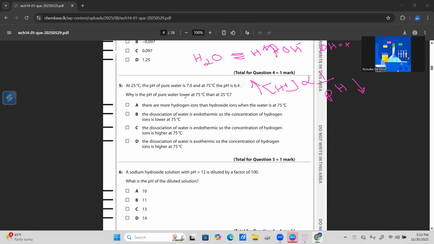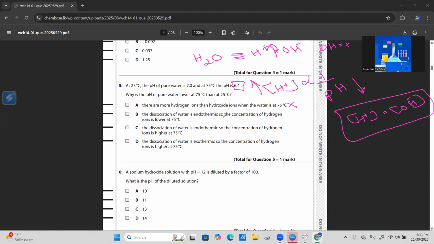So we see the answers. There are more hydrogen ions than hydroxide ions when the water is at 75. That is wrong. Even though pH is 6.4, water is not acidic as it contains equal amounts of H plus and OH minus. Otherwise, when we boil water, what will happen? We are drinking acidic water. That is wrong. Even though the pH is low, the solution is neutral as it has equal amounts of H plus and OH minus.